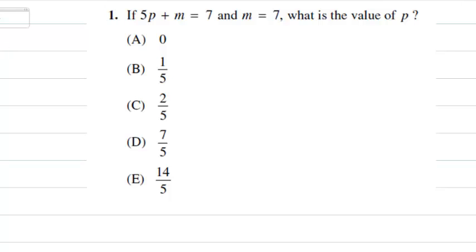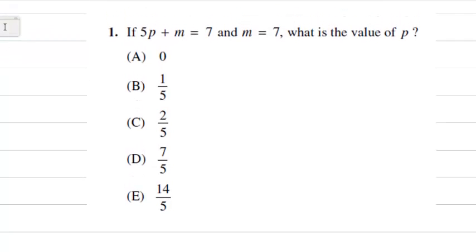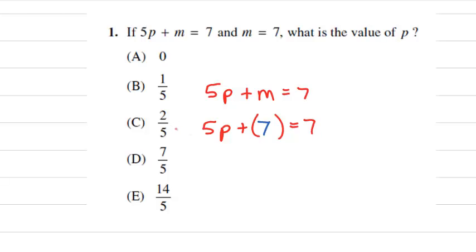Here's a problem from a College Board 2002 practice test. 5p plus m equals 7, m equals 7, what's the value of p? 5p plus m equals 7. They're telling us that m is 7. So m is going to be 7. 5p plus 7 equals 7.